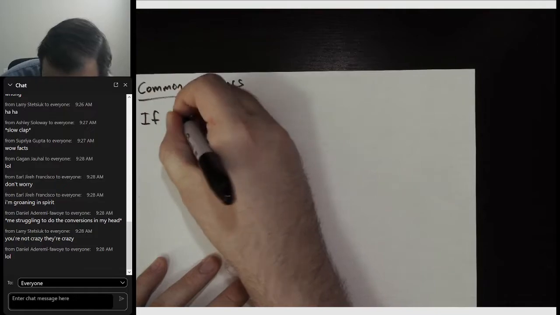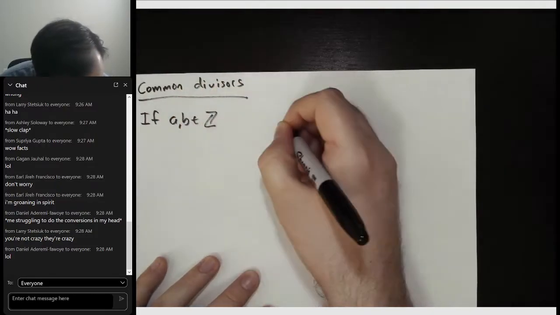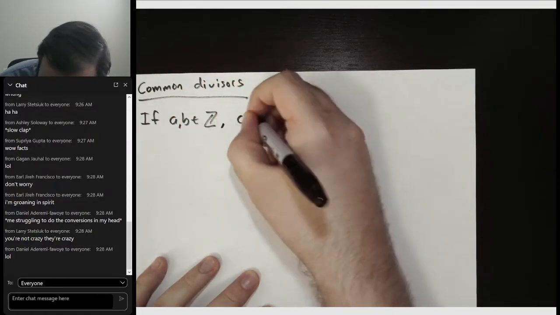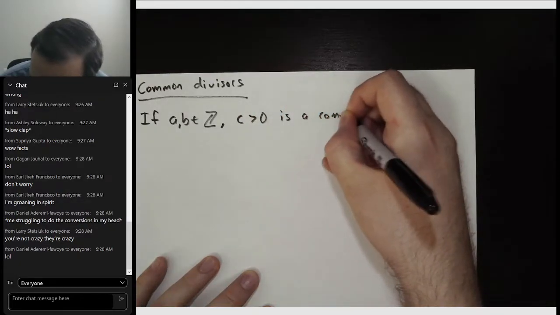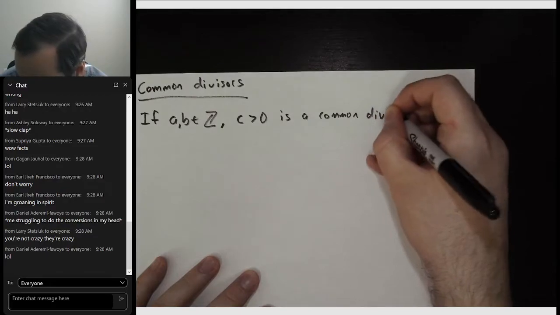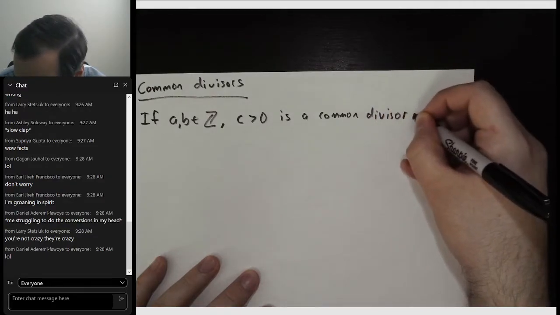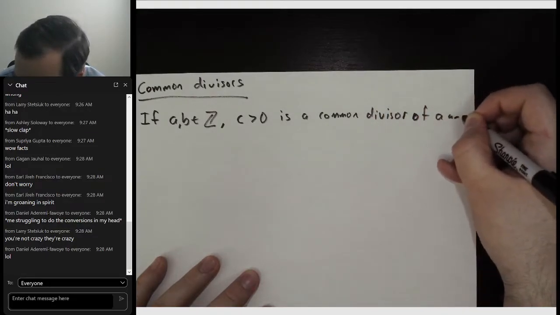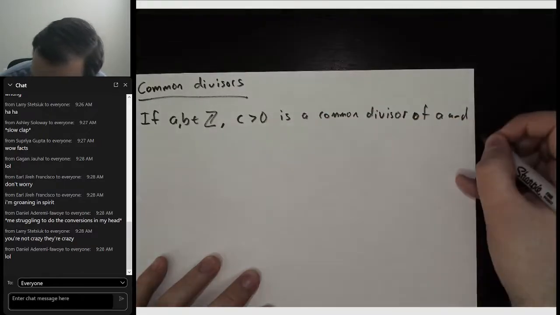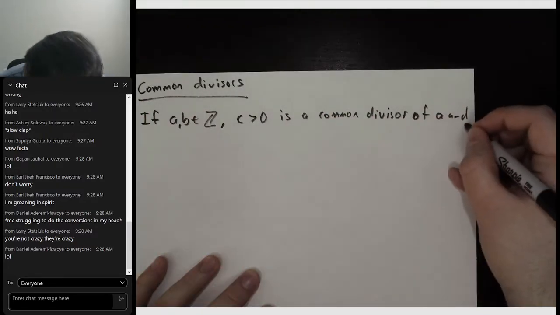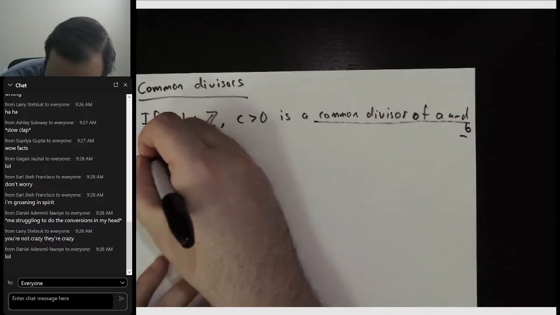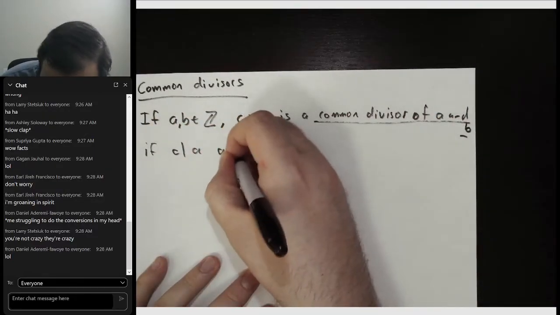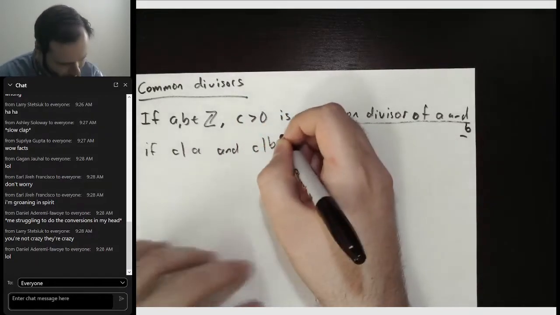If A and B are integers, then C greater than 0 is a common divisor of A and B if C divides A and C divides B.